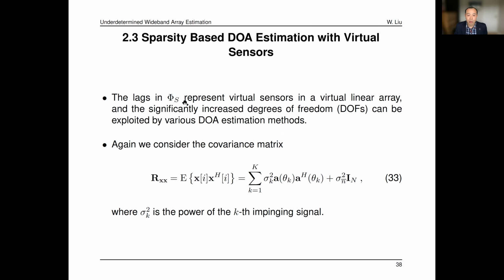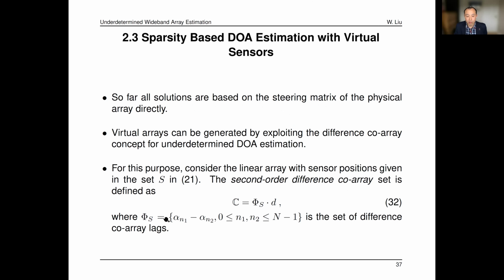The lags in this set represent virtual sensors in a virtual linear array, and the significantly increased degrees of freedom can be exploited by various DOA estimation methods. So how can we generate this new set of lags, or this new virtual array?